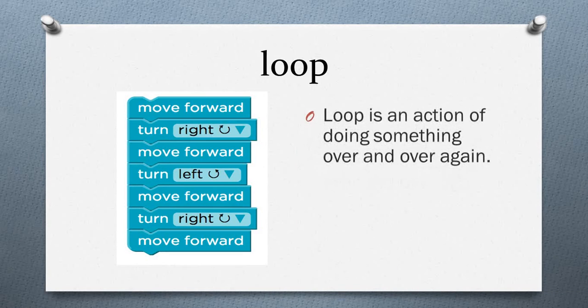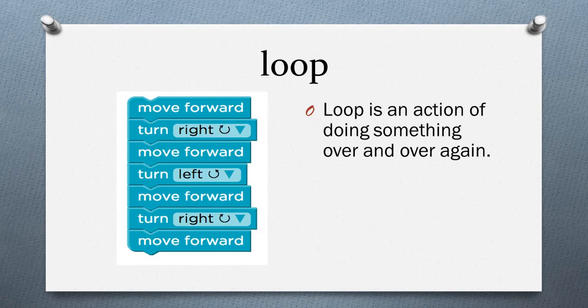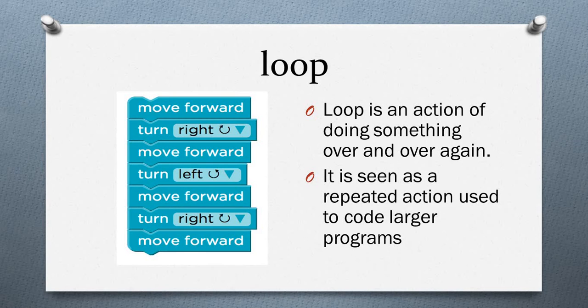Now, when we say loop, we all know what loop is. It means doing an action again and again, over and over again. Instead of using one method of programming, we just apply loop, which is repeating an action. Loop makes our program shorter, using fewer blocks, and makes it easier for us to understand. Loop can also be seen as a repeated action used to code a larger program.